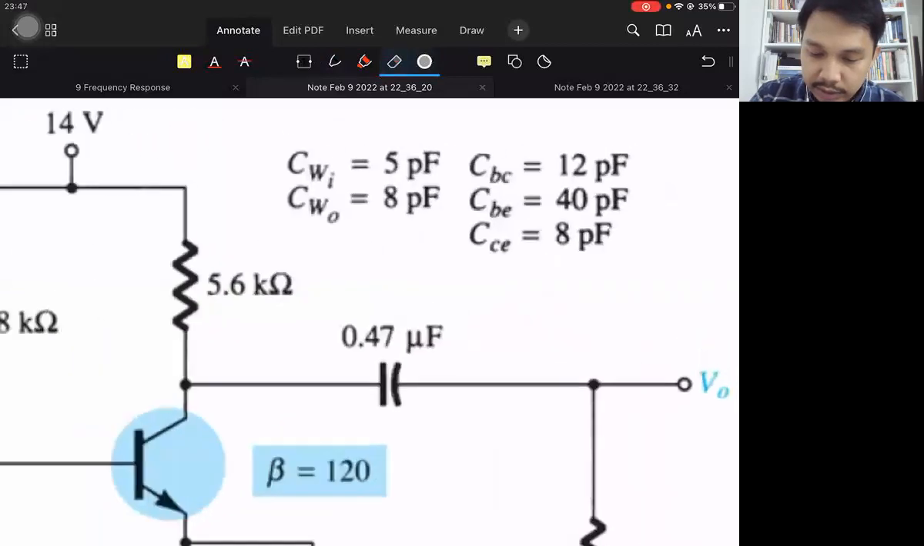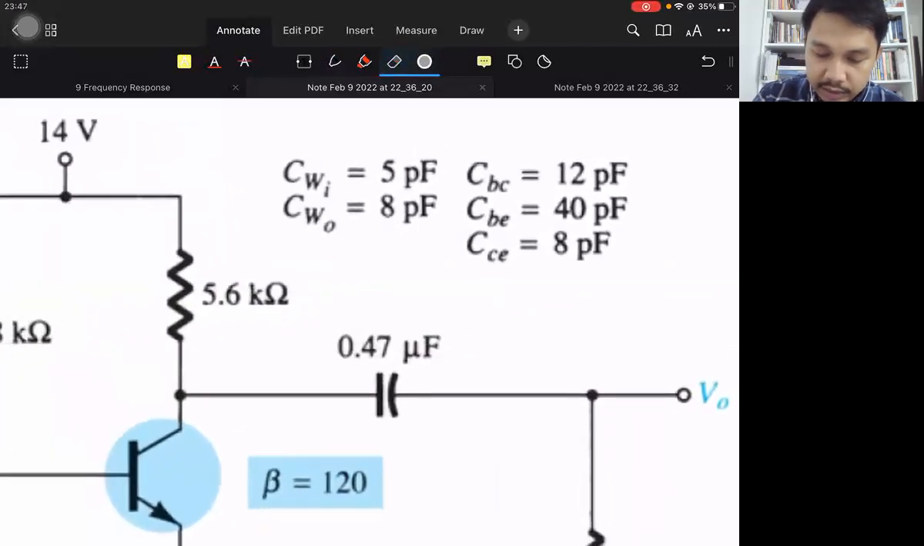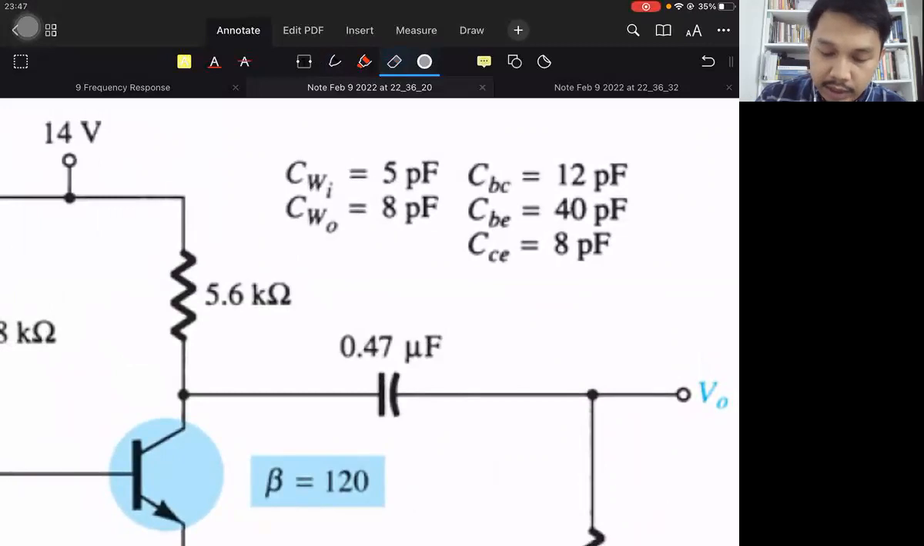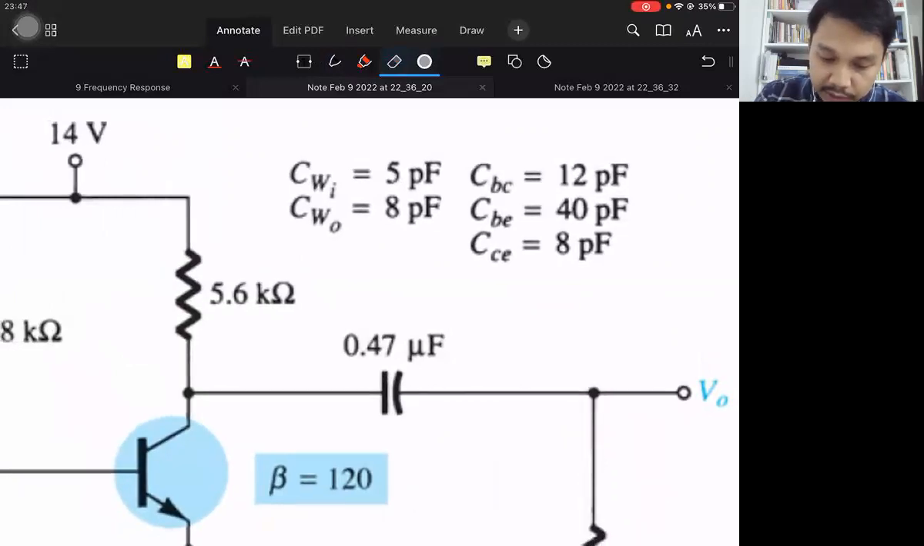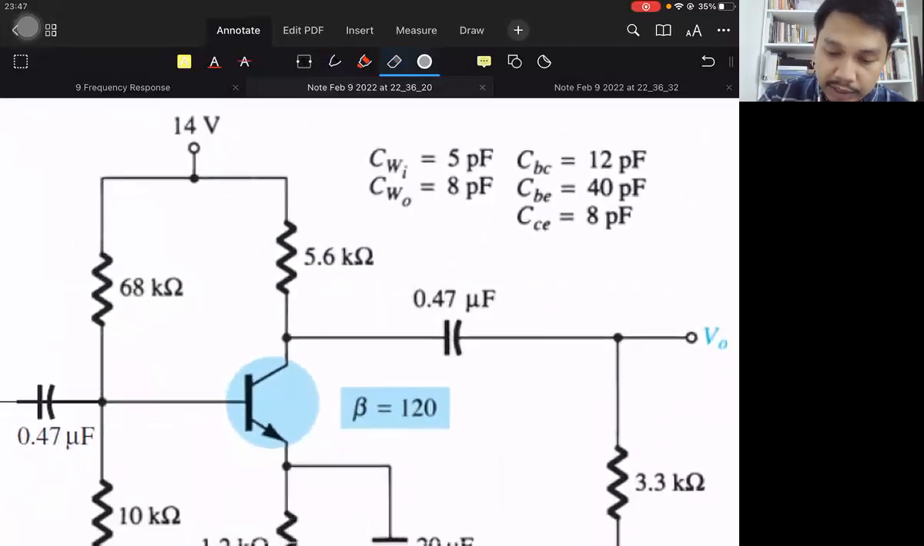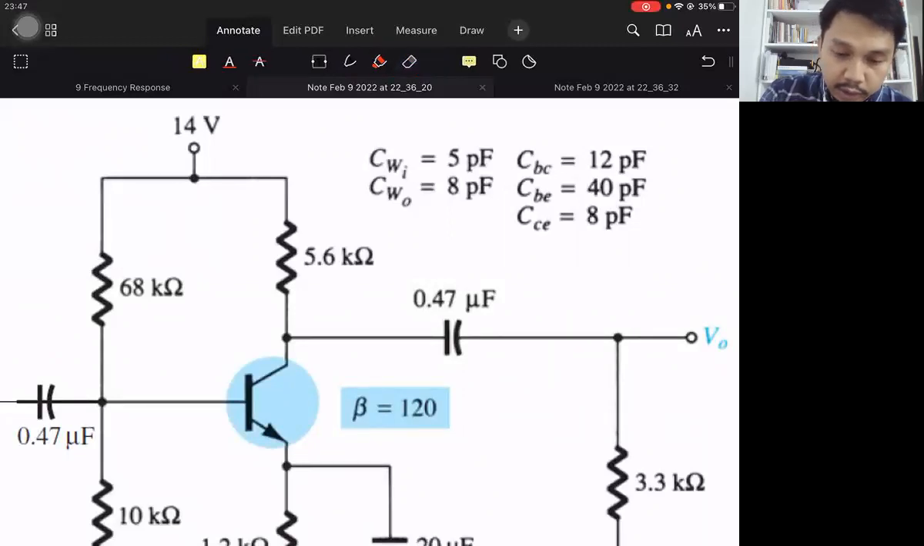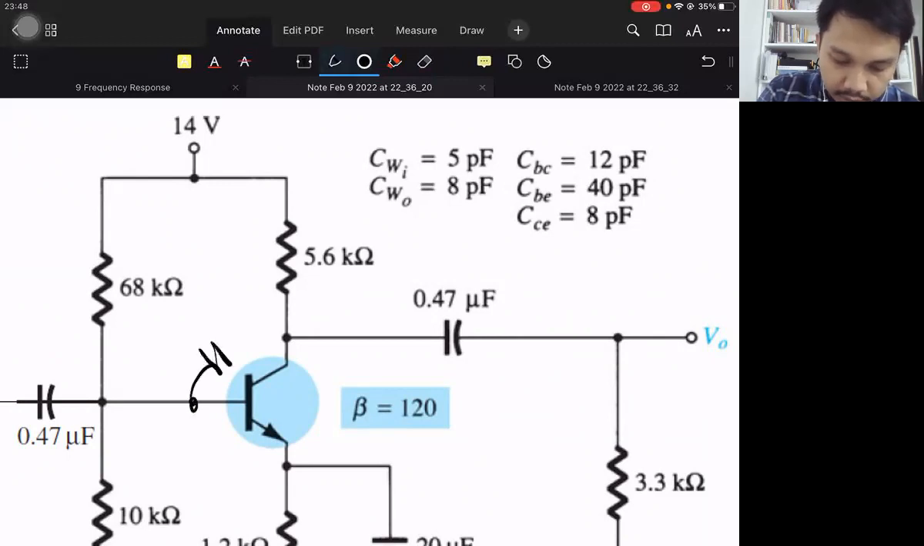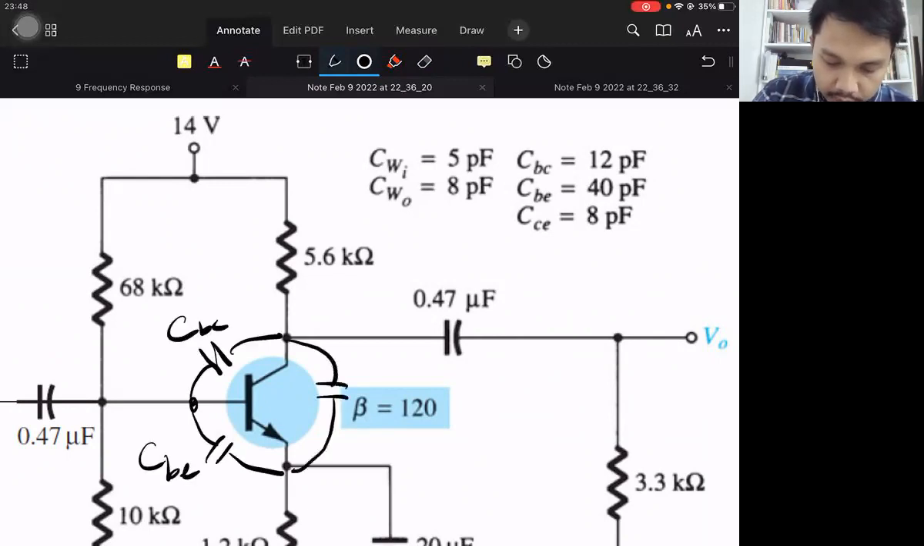So how about CBE, CBC, and CCE? Okay. So their subscripts are familiar. BC, these must be capacitances in between the terminals. So capacitance between terminal BC, or base collector. So base collector. And then CBE and CCE is here, CCE. Okay.